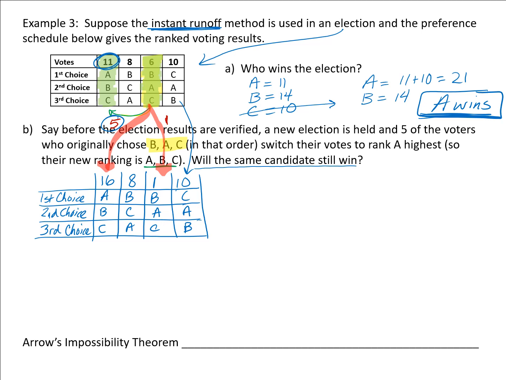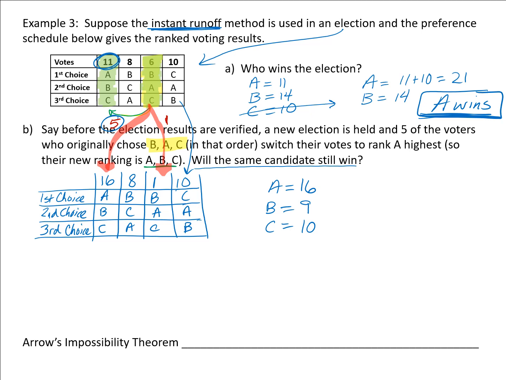So my preference schedule changes because those 5 people changed their rankings. Now, let's redo the election with this new preference schedule. First off, looking at first choice votes, we now have A getting 16 first choice votes, B now getting 9, and C getting 10. Now, no one yet has a majority, so this is where we would do a runoff.